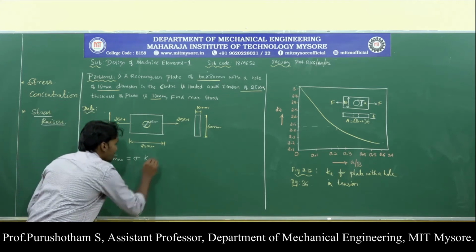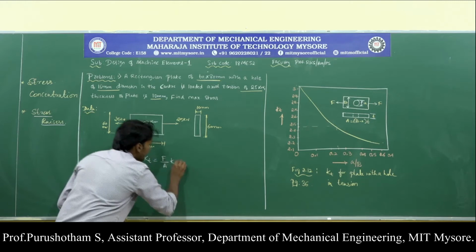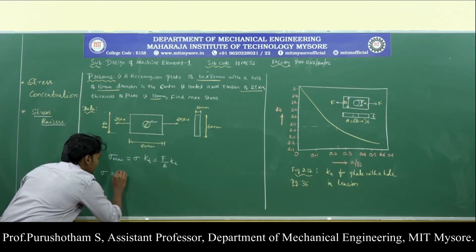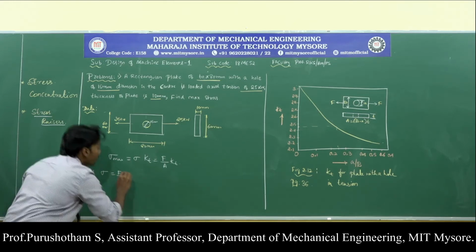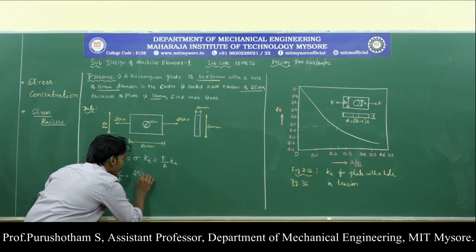So sigma is given by force by area, into KT. First I will calculate the nominal stress, that is force by area. Force is given as 25 kilonewton. I am going to convert it into Newton: 25 into 10 power 3.